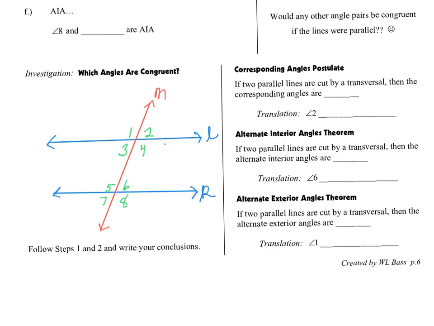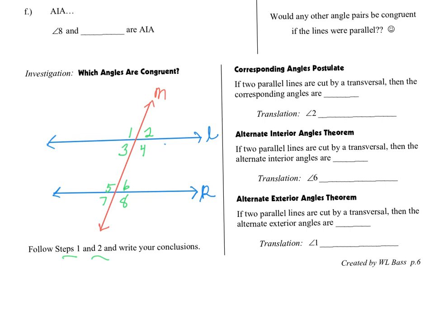All right, because we are virtual, I'm going to skip some steps here. You'll notice that it says that we need to follow steps 1 and 2 and write your conclusions. What steps 1 and 2 would have us do is to draw two parallel lines. So we have line L and line R. I have them drawn in blue, and cut by a transversal, which is line M, I have it drawn in red. And then number your angles in the order that I have them numbered. So if you want to do that now on your paper, go ahead.